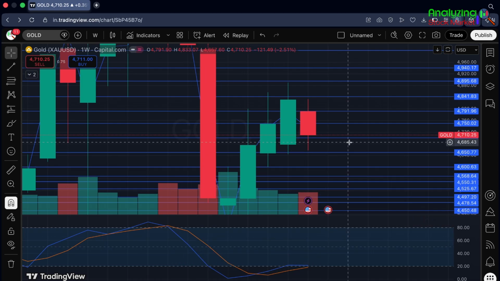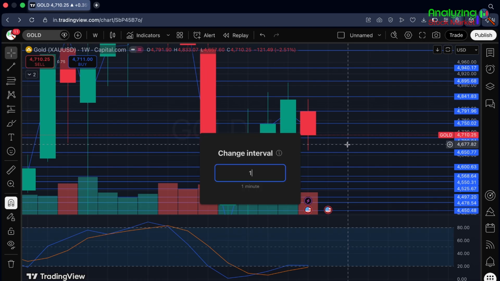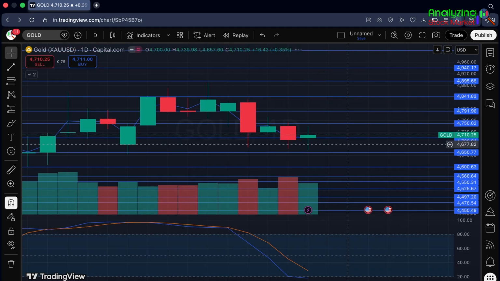Let's now talk about the important support and resistance zones from the one-day chart. So let's open a one-day chart over here. This is the one-day chart.